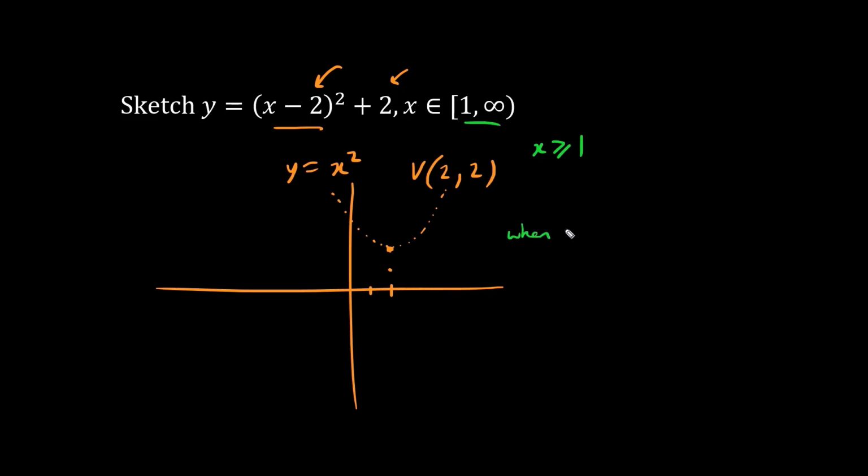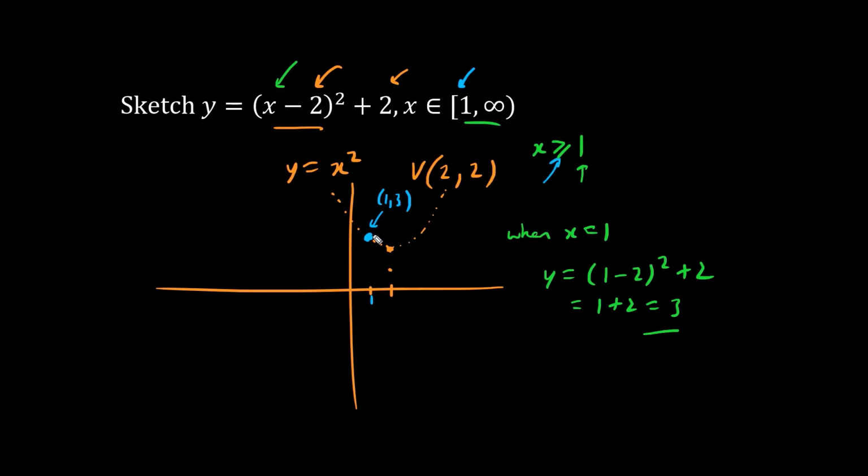And when x equals 1, this critical point, y equals 1 minus 2 squared plus 2. We substituted 1 into x. We have negative 1 squared, which is 1, plus 2 is 3. So we see here that when x equals 1, 1 comma 3 is a critical point. 1 comma 3. And we're going to shade this in because we're including the endpoint. This square bracket means including the endpoint. And we're saying that x is greater than or equal to 1. So we draw part of the graph towards the right.